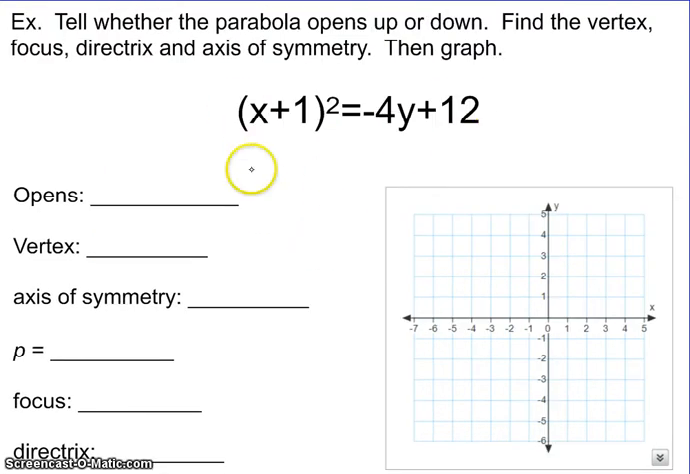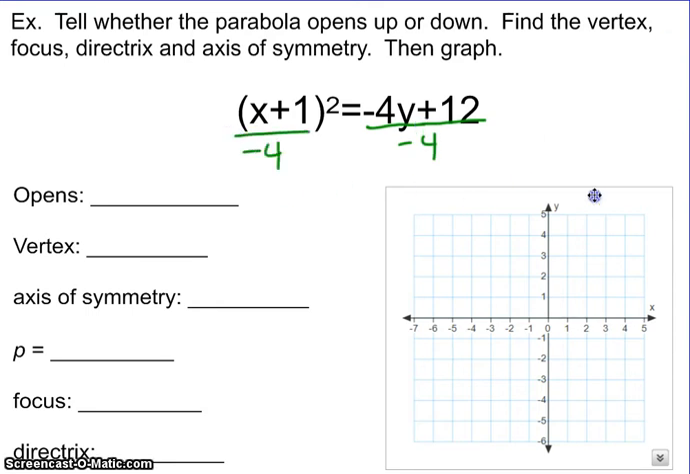Now in this particular problem, it's out of order. We don't have a number in front of the x plus 1 squared. We don't have a number in front of our parentheses in order to find p. You'll also notice that a number is being multiplied to y. So what you're going to do is, in order to get that negative 4 off the y, you're going to divide both sides by negative 4.